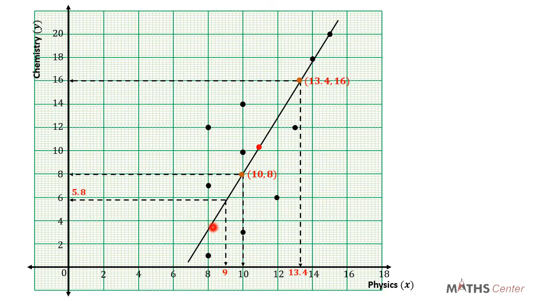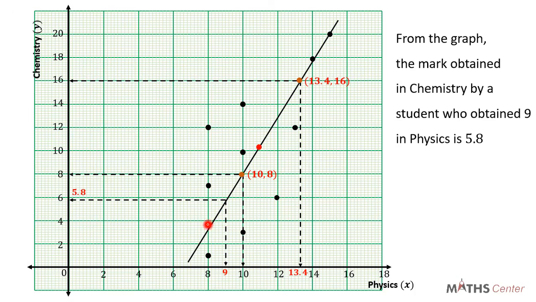This means that using the line of best fit or the regression line, if a student obtained 9 in physics, then that student is likely to obtain 5.8 in chemistry. So from the graph, the mark obtained in chemistry by a student who obtained 9 in physics is 5.8. So this is one example of how to draw the line of best fit by inspection.